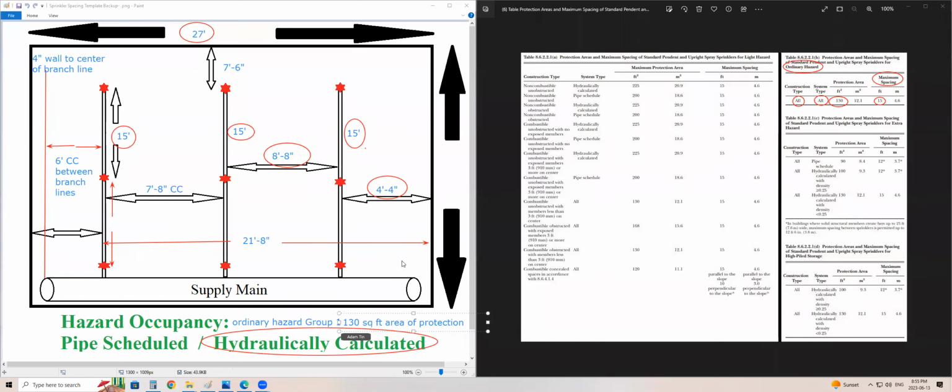There we go. I can now check that off. So this would be a proper installation. I know it would look funny, but technically speaking, by code, that is how you space them. So that would have been achieved, all right?